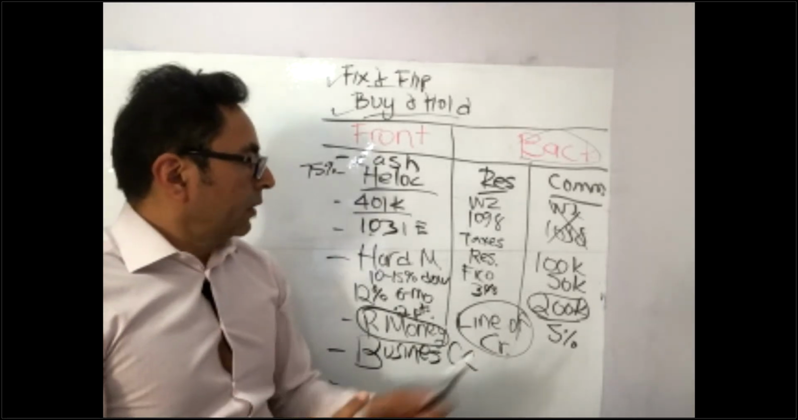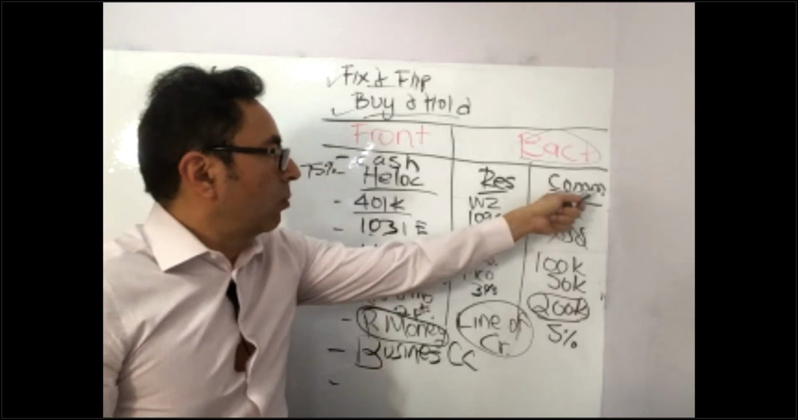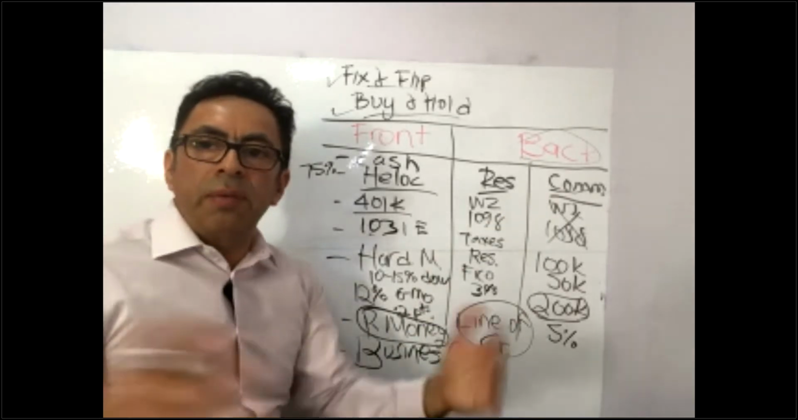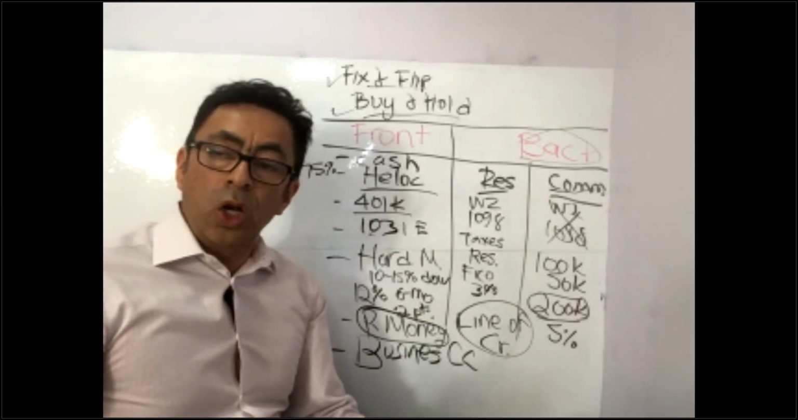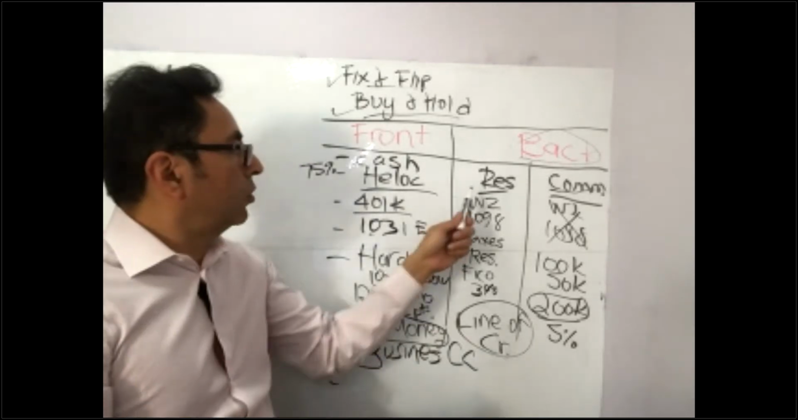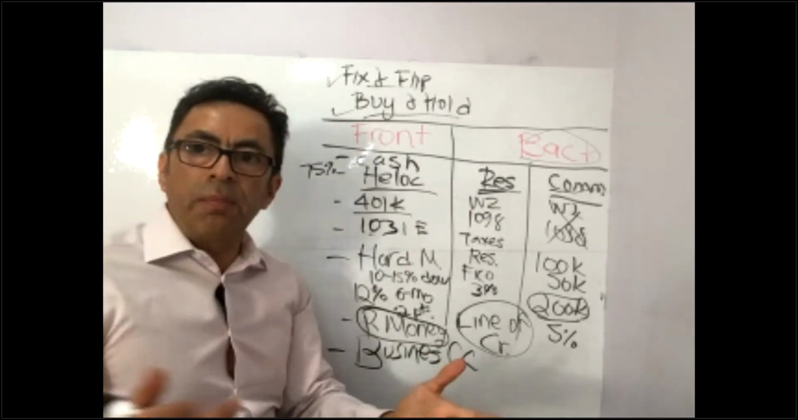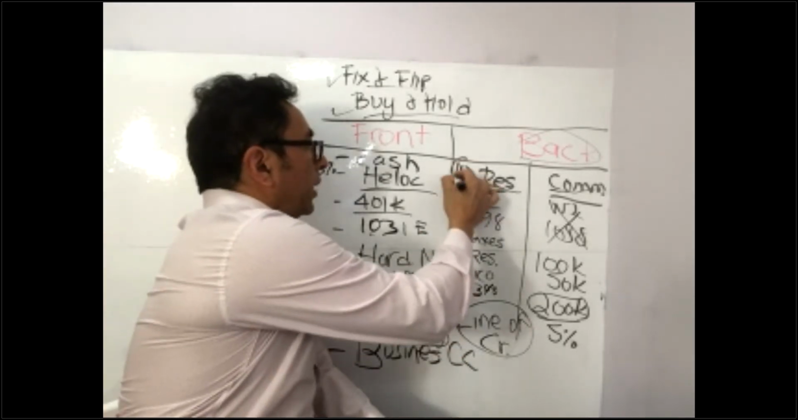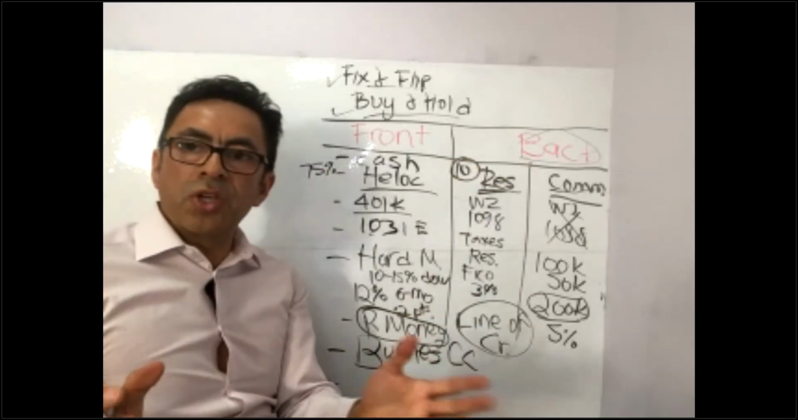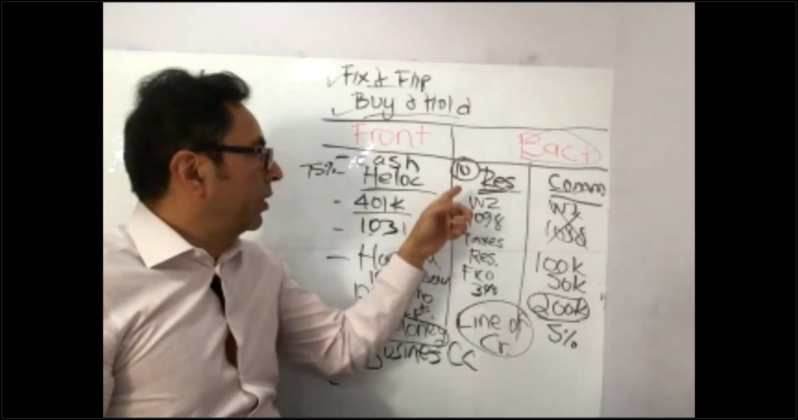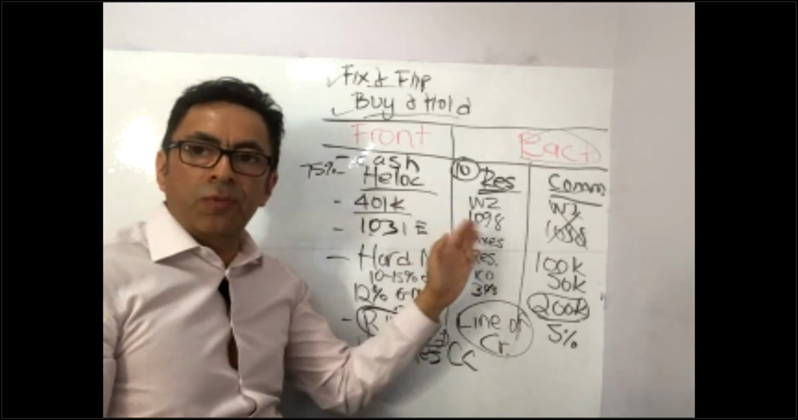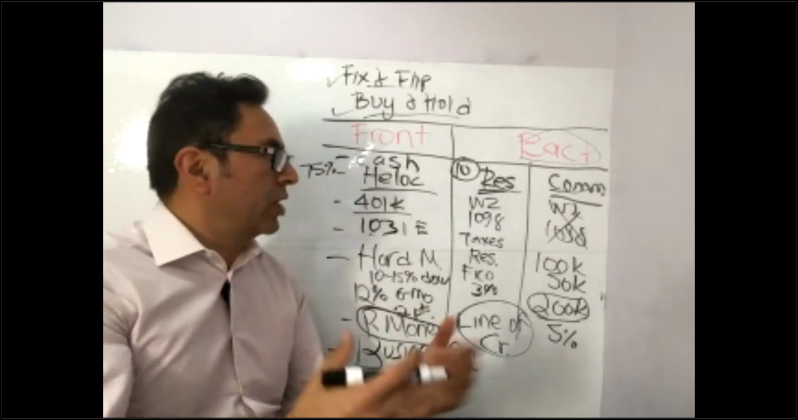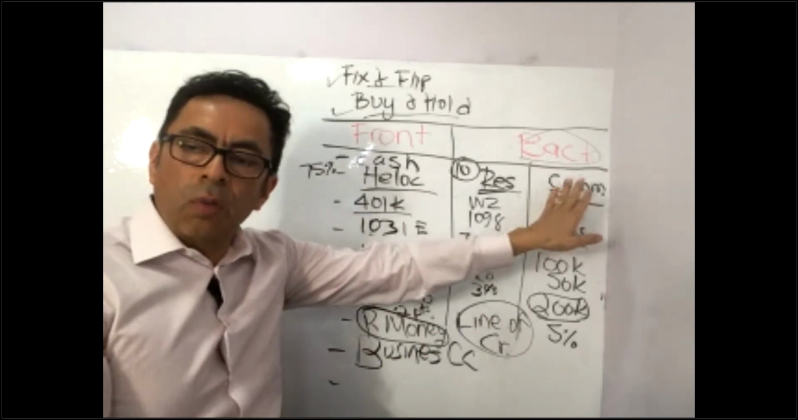And the advantage of going with the commercial route is that you can have an unlimited number of commercial loans, okay? However, if you go the residential route, there's a limit. You can have up to 10. So 10 rentals with a residential loan, and that's about it. So that's going to limit your growth. Eventually you're going to need to go the commercial route.